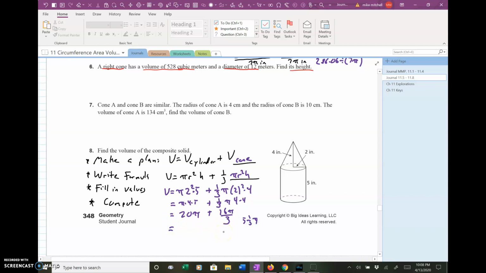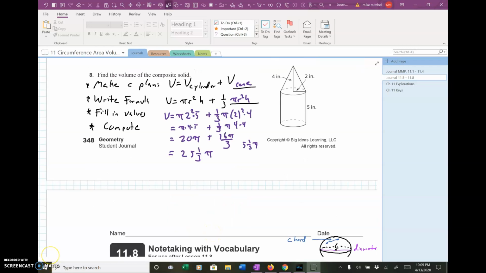So that gives us, what do we got here? 25 and 1/3 pi. Okay, and let's throw our units on here, inches cubed, before we forget. We multiply that out. That's going to come out to 79.59 inches cubed. I went a little over a minute over.